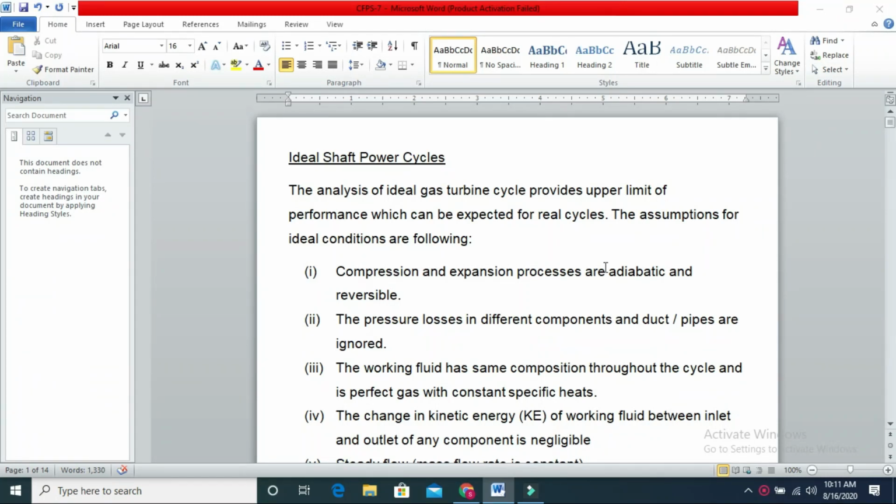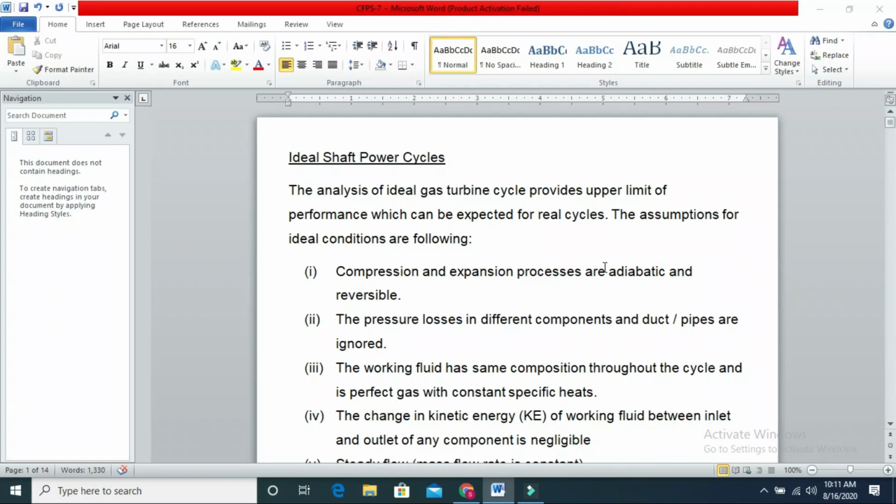From the previous background of thermodynamics, we know that the ideal cycles provide the upper limit of the performance of any thermodynamic system. The efficiency of the real cycle is always less than the ideal cycle. We study the ideal cycles for a few reasons.